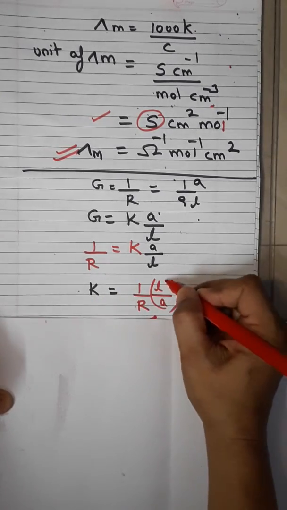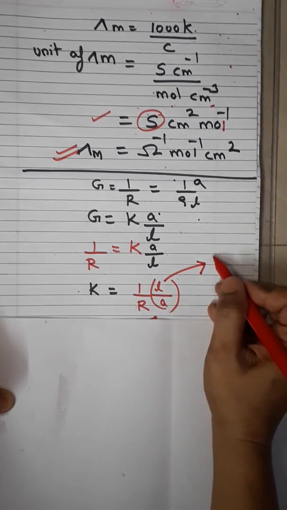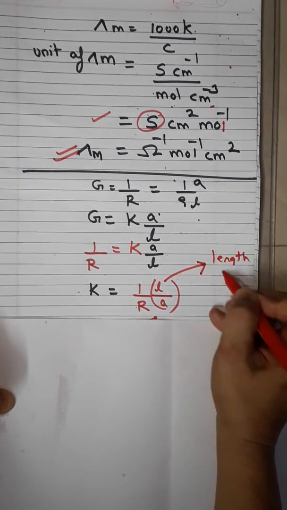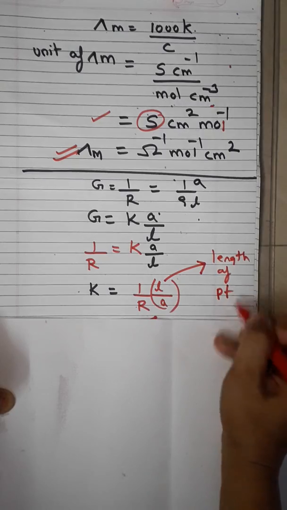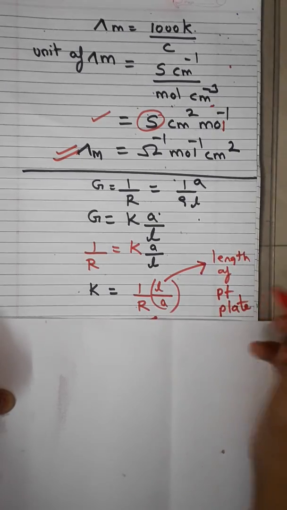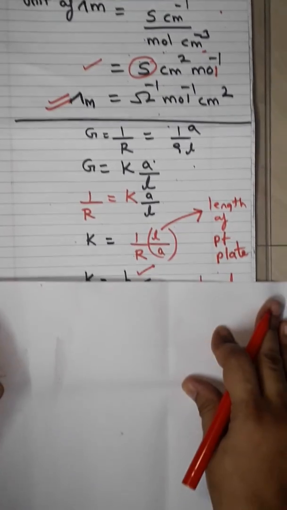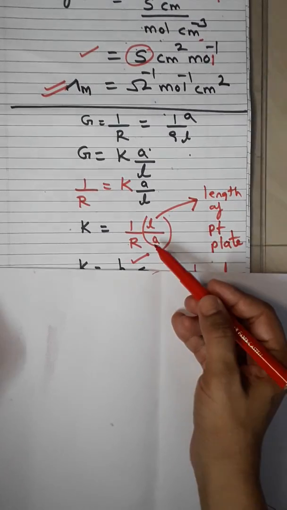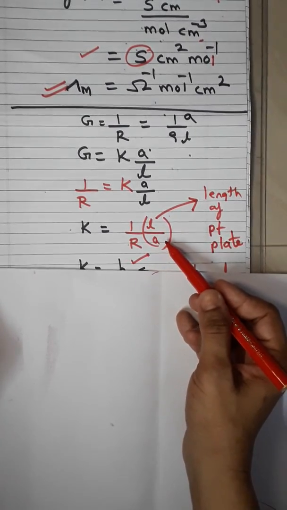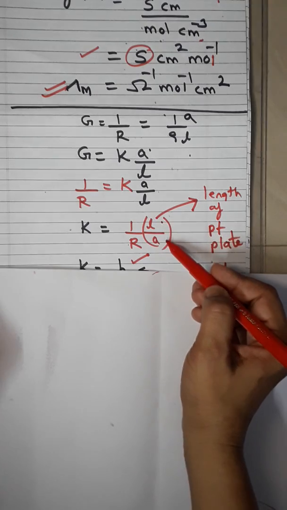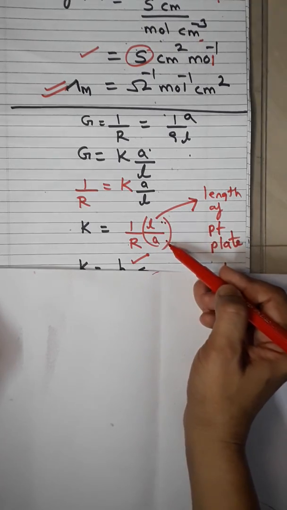Now student, what is this L? L is the length of the platinum plate. Okay, and what is this A? A is the area of that platinum plate, which was meter square. See, if it is centimeter, it is centimeter square. If it is meter, it is meter square.